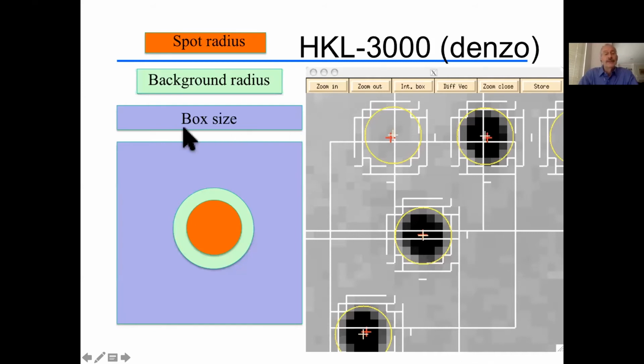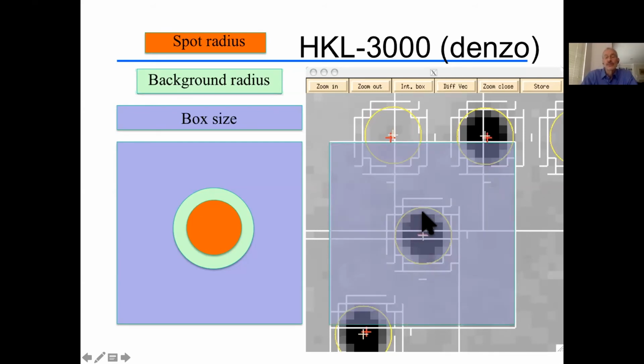With HKL, you specify the box size ahead of time. You specify a background radius away from the spot, between this radius here and out to the edge of the box. Background is calculated there. The spot radius is on the inside here, and everything inside here is profile fitted.